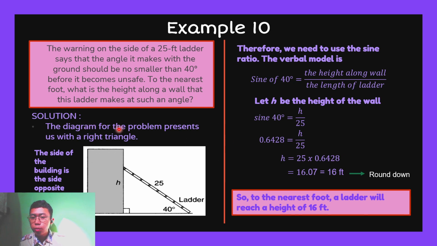The solution is the diagram from the problem presented as a right triangle. So the side, the building, is the side outside and the angle we are using. So this is the diagram.